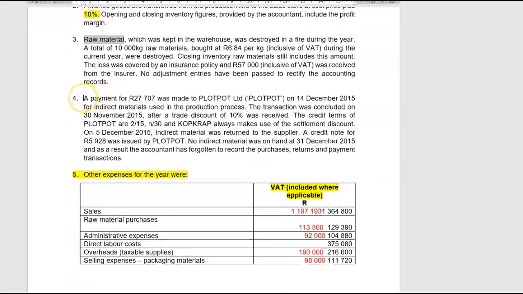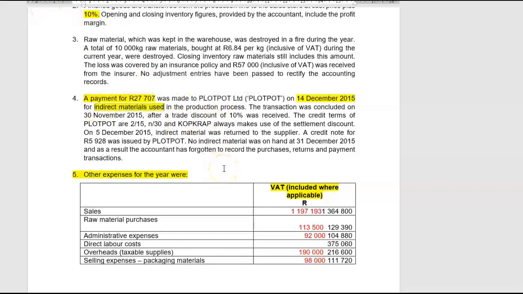And now number 4, that is the first part that I want from you to journalize the transactions that took place in number 4. Now remember, if there are certain transactions that took place at certain dates, you cannot do only one journal entry because it didn't happen that way. You have to do all the entries as it went along on a day or per date that the event happened. So on the 14th of December, a payment was made for 27,707 to Plot for indirect materials used in the production process.